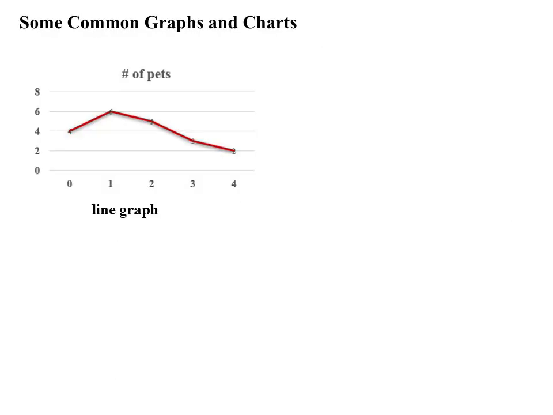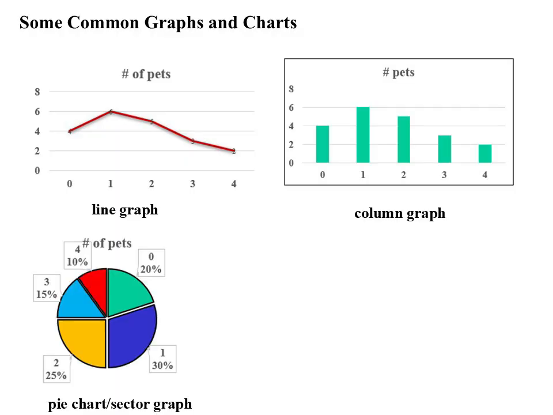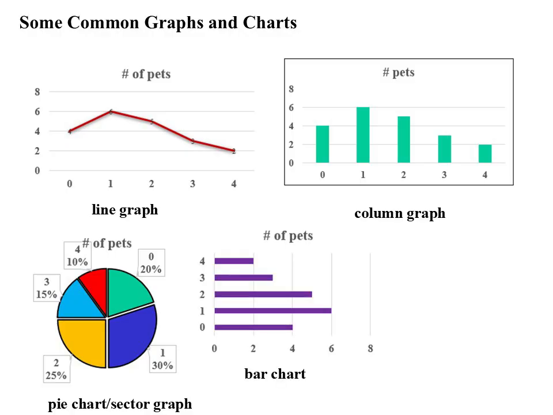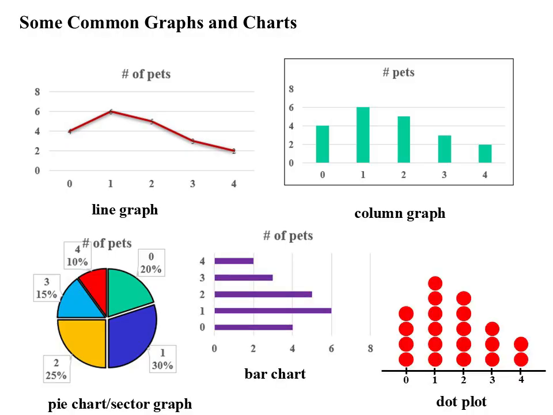Common graphs and charts that we've seen over the years. Line graphs, and there's our pet example in a lovely line graph. Column graphs, pie charts, sector graphs they're also known as. Bar charts, which is just a column graph fallen over. Dot plots, all sorts of different ways we can represent data. Then there's this thing called the Pareto chart.